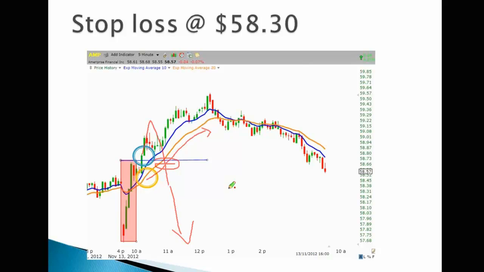So the first thing we do after entering our trade, once we've entered our trade, we go straight away. We don't do anything else besides put in our stop loss. And so we're looking for that stop loss below the 20 period moving average.